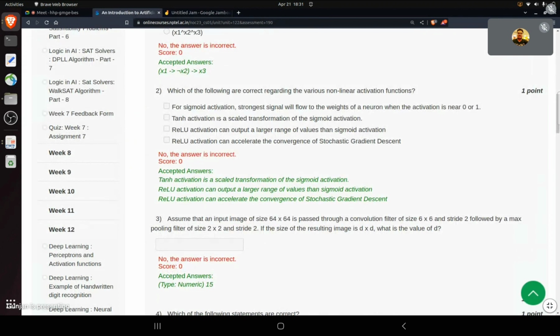On the second one, which of the following are correct regarding the various non-linear activation functions? For sigmoid activation, the strongest signal will flow to the weights of a neuron when activation is near 0 or 1. Is it true? Would anyone like to explain? No, it's false.